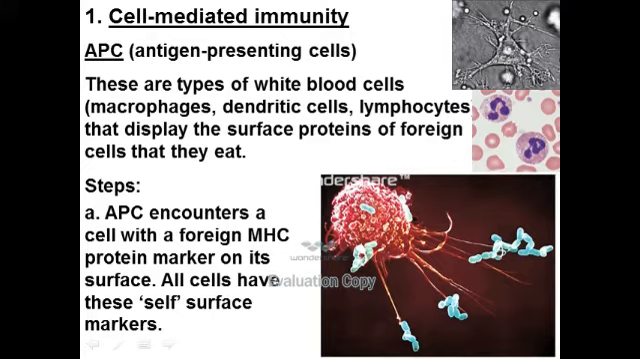First step, APC encounters a cell with a foreign MHC protein marker. If you're wondering what these are, all living things are marked with surface proteins, and that's the way we tell self from non-self, and that's the way we prevent ourselves from being invaded.